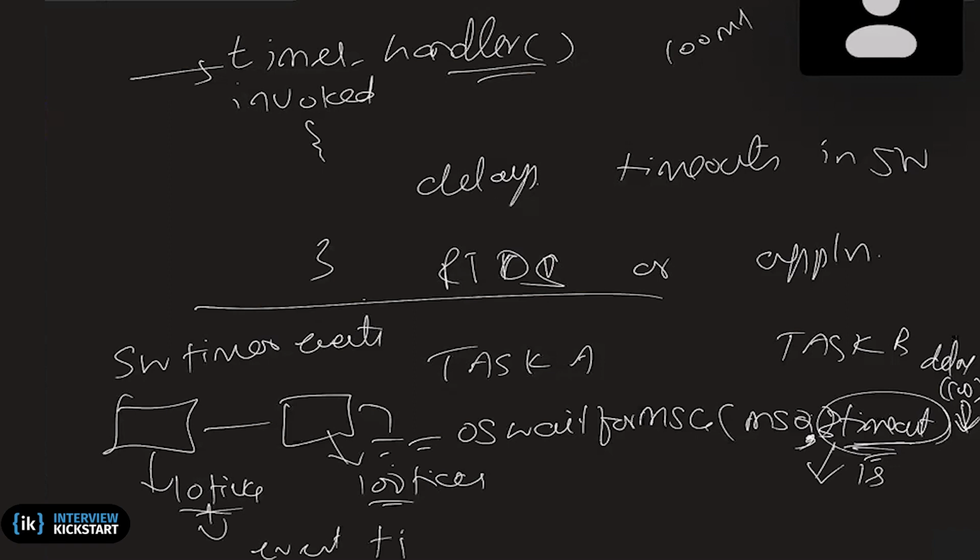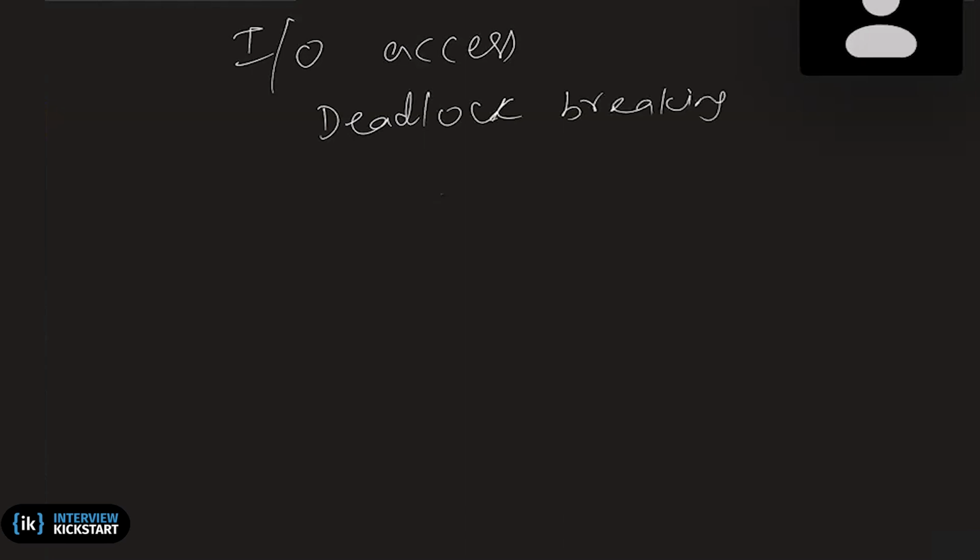So this is how software timers typically work. Now this is part of the operating system. The operating system may also use timers for its own use, for example, for an IO access. An IO access may have to be timed out, or for any other deadlock breaking. If no task is getting scheduled for some time, there might be a problem. So a timer might be used to come out of the deadlock by resetting the resources and so on. In certain operating systems, it may be used for time slicing also.